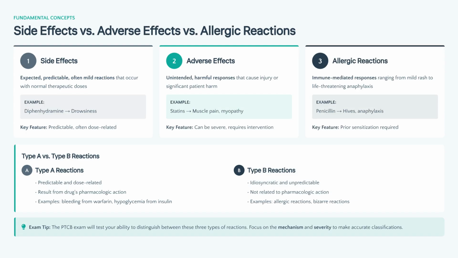Side effects are expected and predictable reactions, like drowsiness from diphenhydramine. Adverse effects are unintended, harmful responses that require intervention. Allergic reactions are immune-mediated and range from a mild rash to anaphylaxis. We must also distinguish between type A, which are predictable, and type B, which are unpredictable reactions.